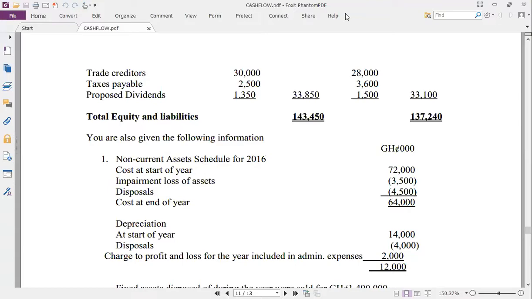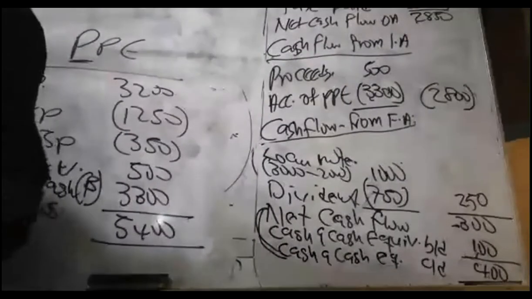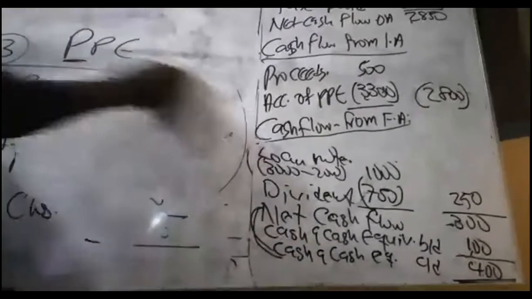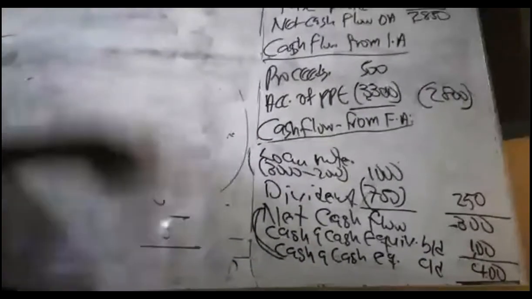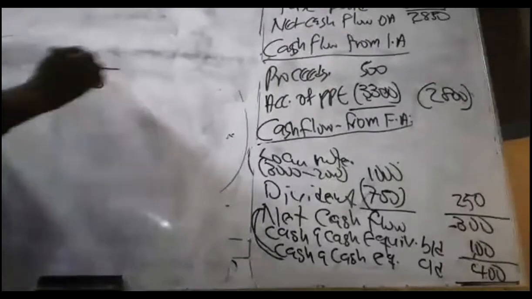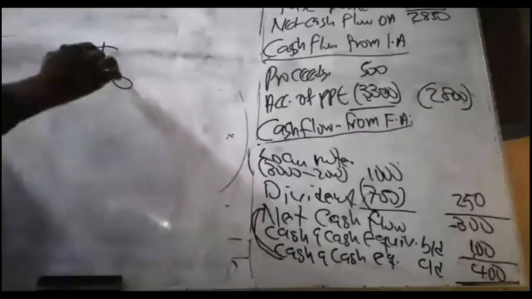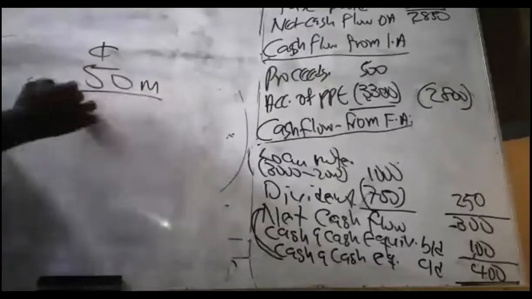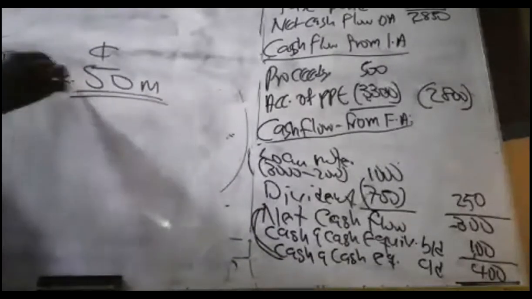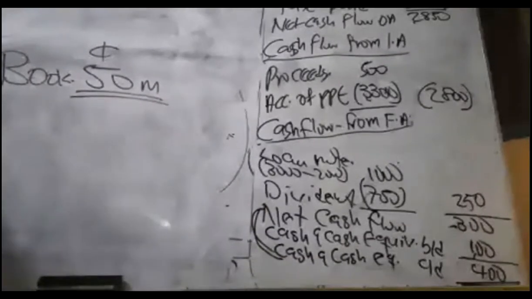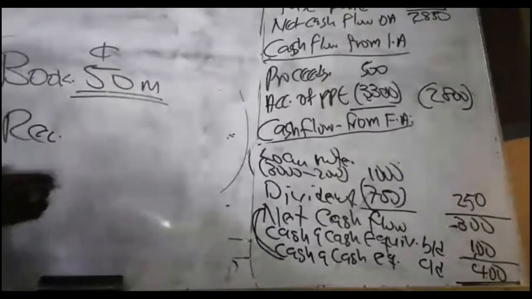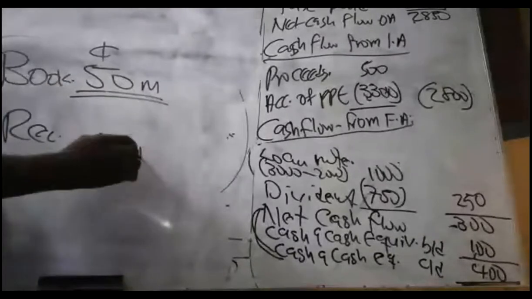So let's give an example. You have a vehicle, the office vehicle. Currently, the value is 50 million. Yes, I'd like 50,000. This is the book value. And then the recoverable amount: let us say if you use this vehicle, you can only recover 40 million.